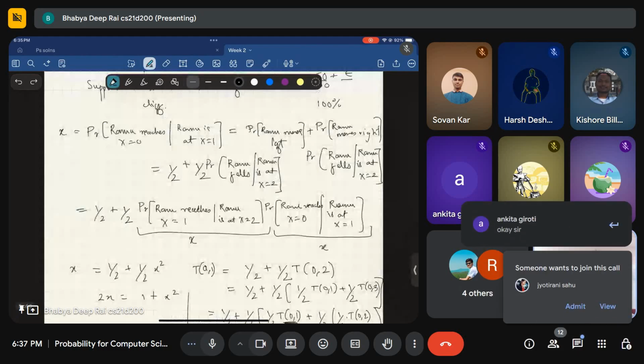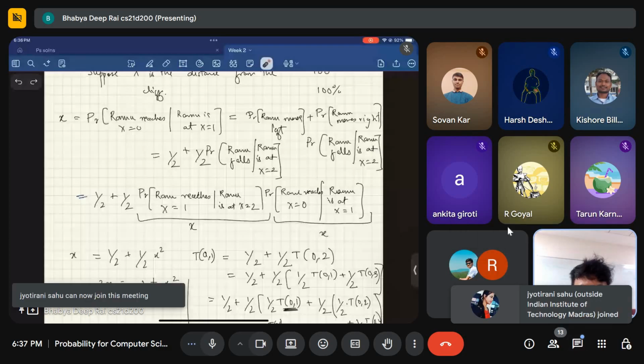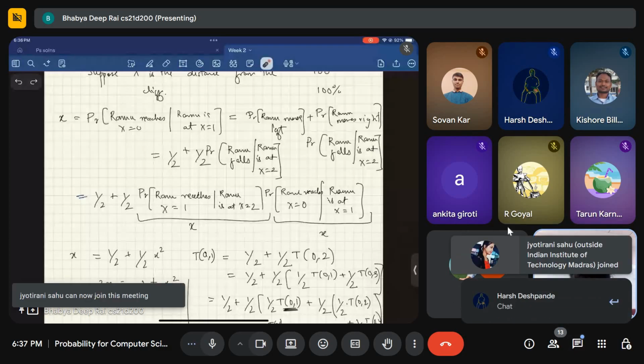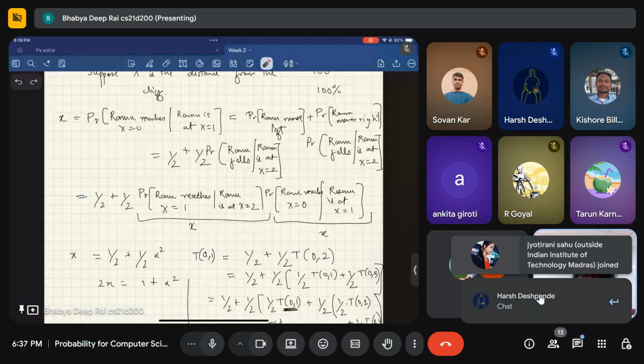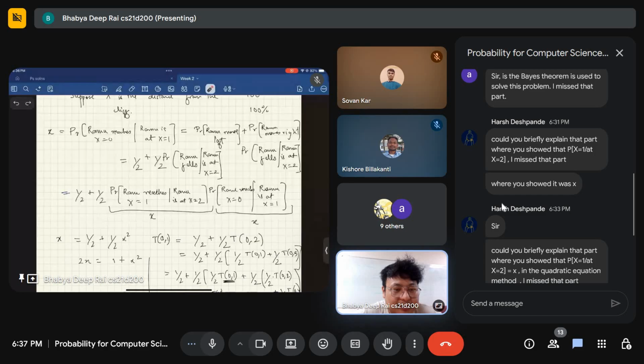Okay, and someone is raising hand. I think Harsh. Yeah, Harsh. Okay, Harsh says in chat: could you briefly explain the part where you showed that probability x equals 1 at x equals 2, such that x equals 2? I missed that part. Okay, sure, no problem, Harsh.